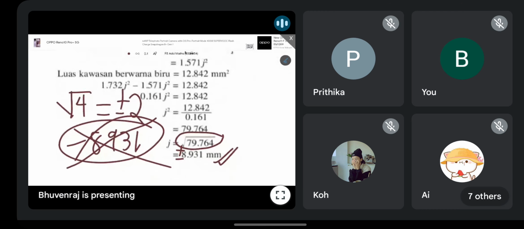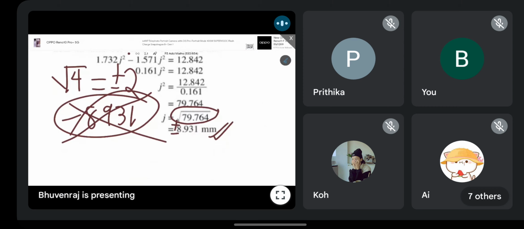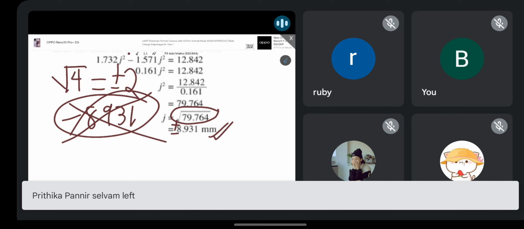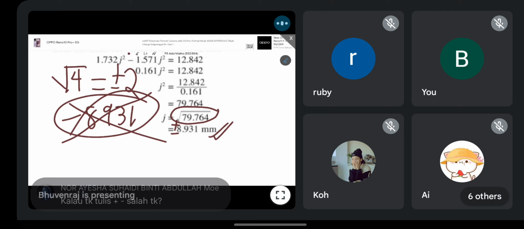Sorry, the solution never gives you all the concept here. But you must understand that there is actually two values. Dia ada dua nilai sebenarnya. You have two values when you solve this kind of questions. Kalau tak tulis positif negatif salah ke?